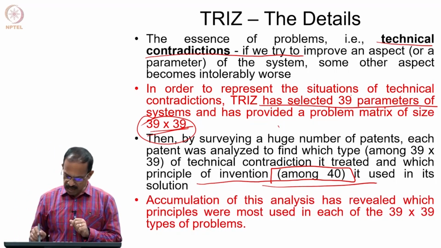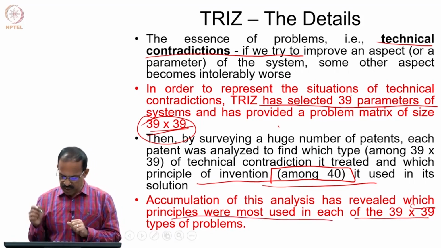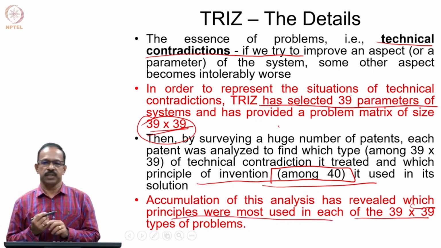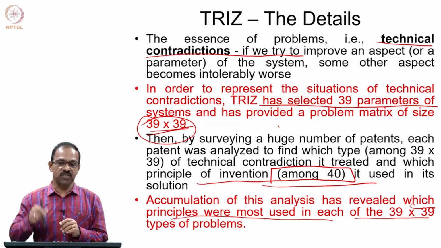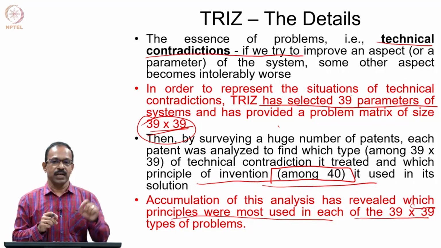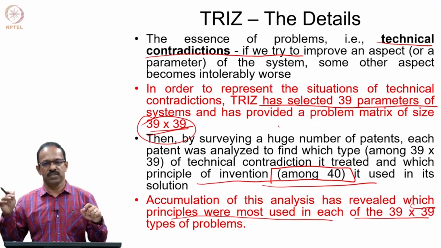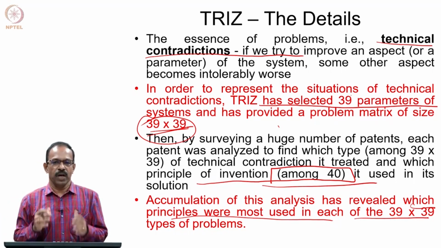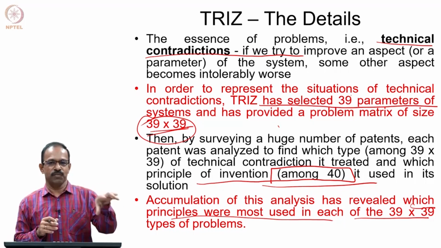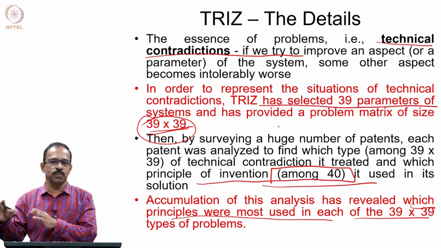Okay, accumulation of this analysis revealed that in each of the 39 types of problems, certain principles are most used. So he identified all those parameters, all those principles, and then listed it in the matrix, saying that if you have a contradiction between this parameter and this parameter, use the principles 6, 8 or 10, like that he listed. And now whenever you have a design problem, you can just identify the parameters and then see which principle can be used, and then start using that principle to solve the problem.